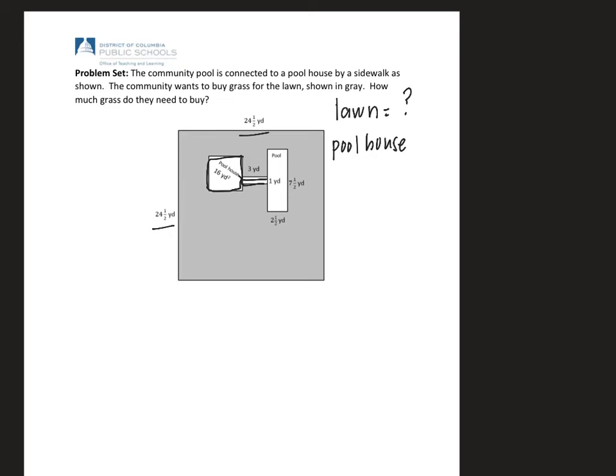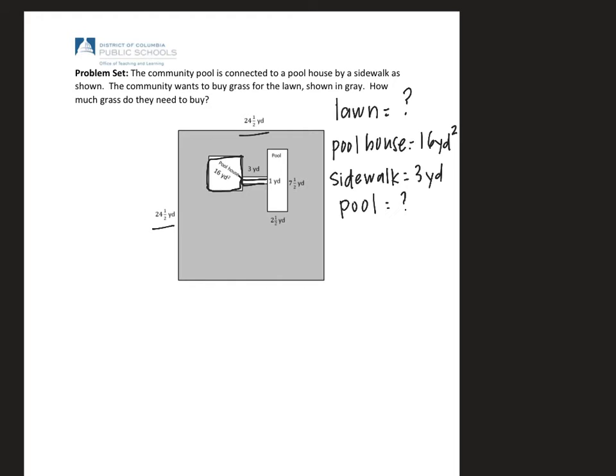I do know what that is because they gave it to me. It's 16 square yards. Okay. I need to know the area of the sidewalk. And they also gave that to me, which is 3 yards, because it's 3 yards long. And then I need to know the area of the pool, which they didn't give me, but they did give me the dimensions to figure it out. Okay.